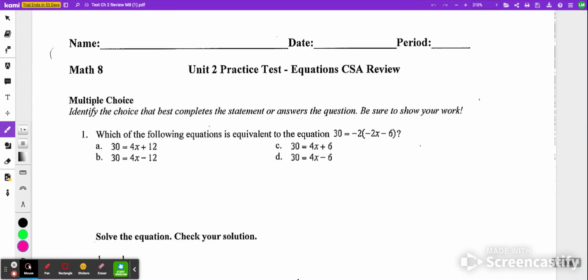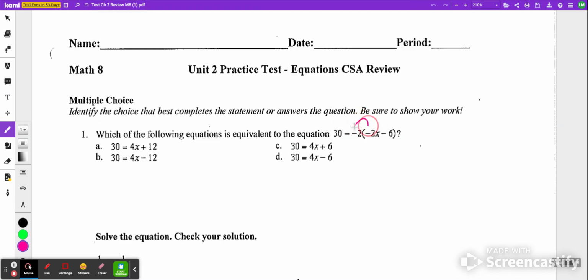Today we are going to be looking at Chapter 2, Test Review. So let's go ahead and get going. These are multiple choice, and a lot of your questions on your test are multiple choice. However, some of them do require you to show your work. So let's go ahead and get started with that.